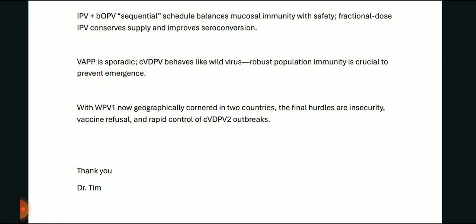With WPV1 now geographically cornered in two countries, Pakistan and Afghanistan, the final hurdles are insecurity, vaccine refusal, and rapid control of CVDPV2 outbreaks. If we are able to achieve this, the virus can be eradicated globally in the coming years. Okay, so this completes your chapter, and next up we will be covering encephalitis caused by viruses.